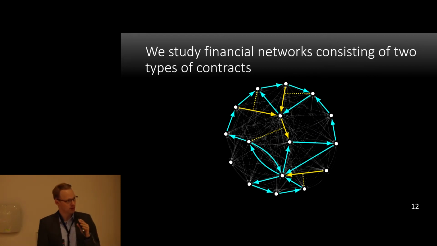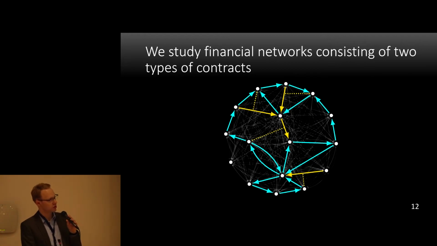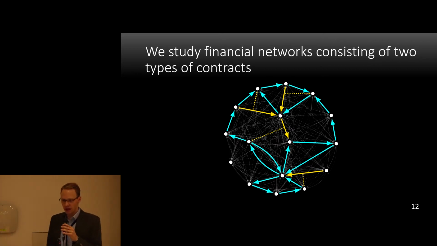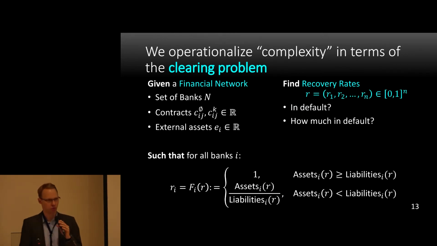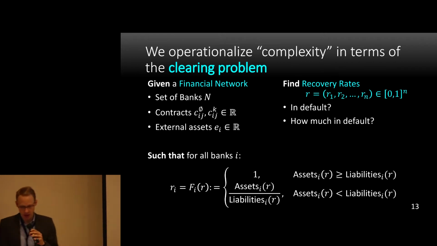So they look like this now. We have these debt contracts here in blue, and we have these CDSs in yellow, like here, where banks sell protection on other banks. Now we operationalize complexity of these networks in terms of what is known as the clearing problem. That's the following problem.